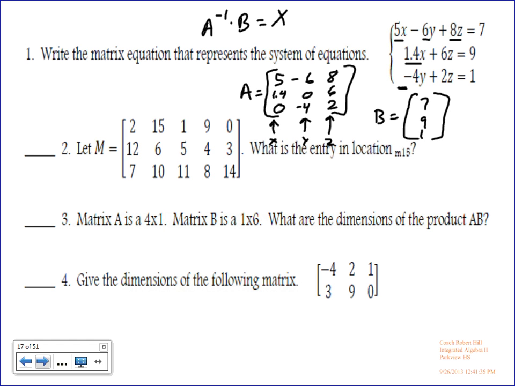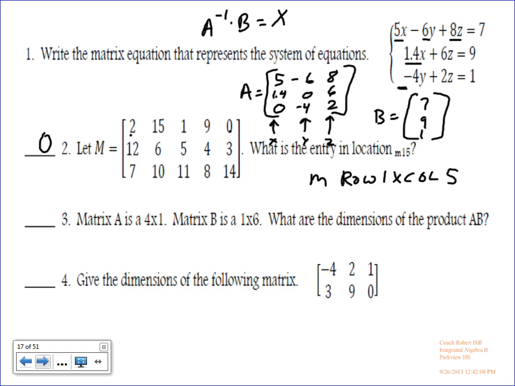What entry is that? What does that say? What entry is that? M15? Does that say M15? No, it doesn't say M15. It says M, row 1, column 5. So this says M, row 1, column 5, because it's always row by column. So row 1, column 5 is the number 0. Here, take this one. Get it right.